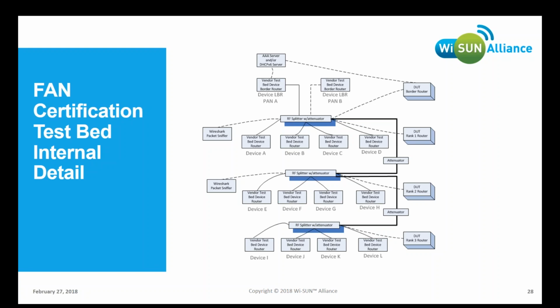On the left-hand side, you see two boxes which represent the packet sniffers, connected to respective locations to sniff the traffic. On the top side, you will see the AAA server and the DHCP v6 server connected to one of the network controllers for certain test cases to be executed. And on the right-hand side, the 3D boxes, you see different devices under test or DUTs. Depending on what roles they are playing, either a border router or a rank 1, rank 2, rank 3 router, they are connected to different places. So all these components will construct what we call the FAN test bed.